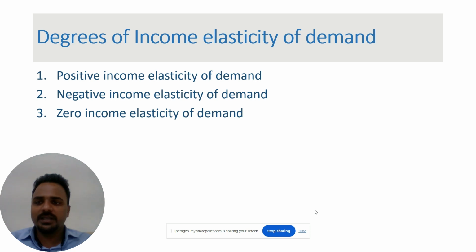Positive income elasticity in case of normal goods, negative income elasticity in case of inferior goods, and zero income elasticity in case of essential goods or necessities goods.